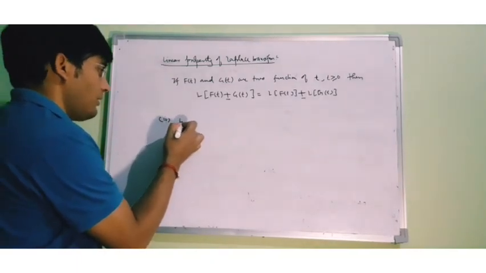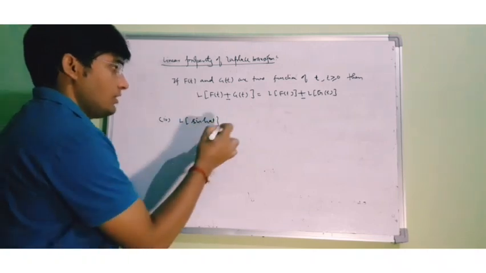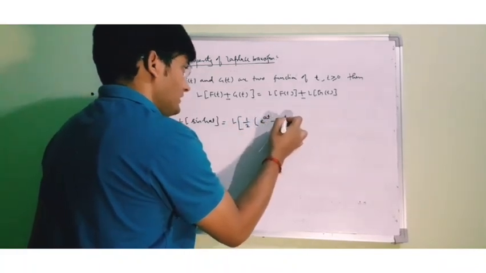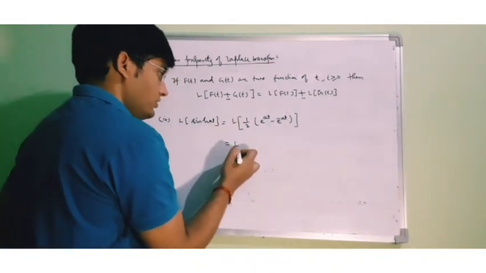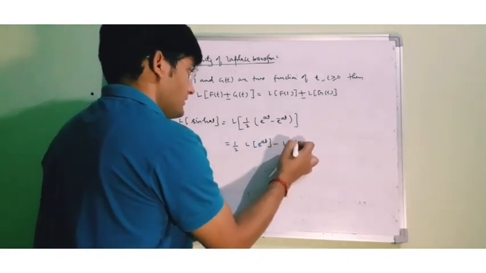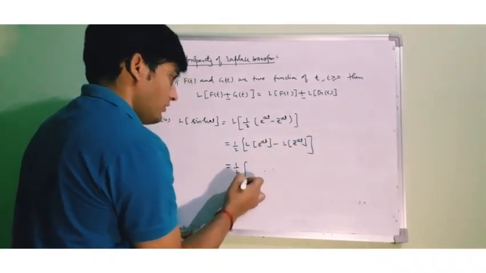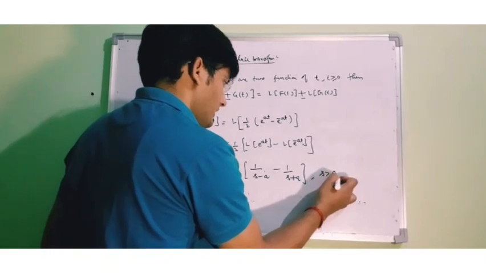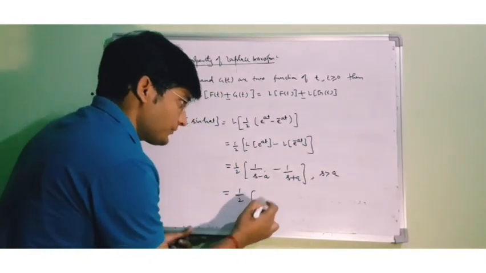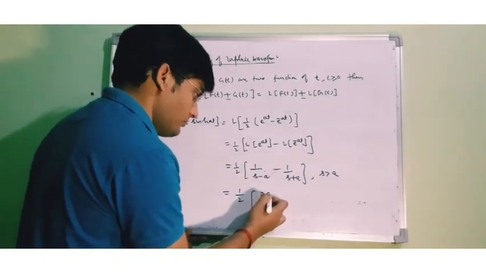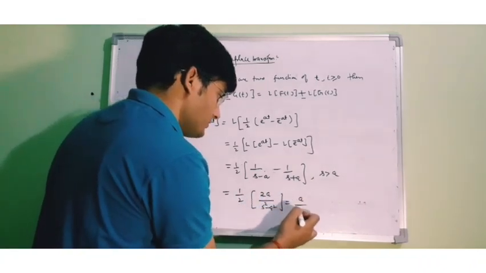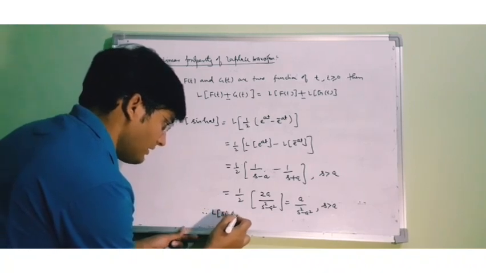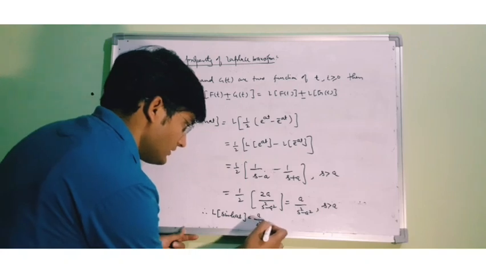Now coming to the Laplace of sine hyperbolic at. We know that the definition of sine hyperbolic at is 1 by 2 times e to the power at minus e to the power minus at. So using this linear property, this will be Laplace of e to the power at minus Laplace of e to the power minus at. Now we have the formula for Laplace of e to the power at, which is 1 upon s minus a, and this will be 1 upon s plus a, where s has to be greater than a because of this condition. So this is equal to 1 by 2, here we will have s plus a and here minus s plus a, that means 2a upon s square minus a square. So this is a upon s square minus a square, but remember s is greater than a. Thus we can say that Laplace of sine hyperbolic at is equal to a upon s square minus a square, where s is greater than a.